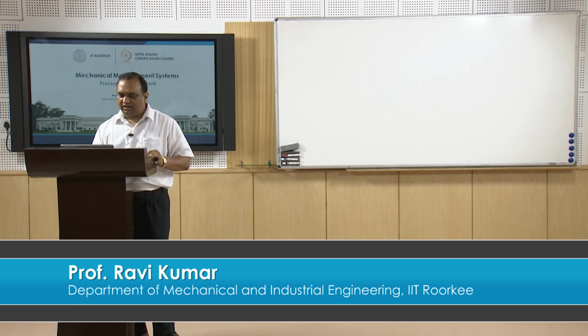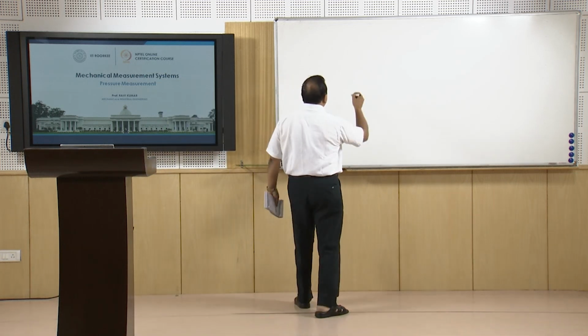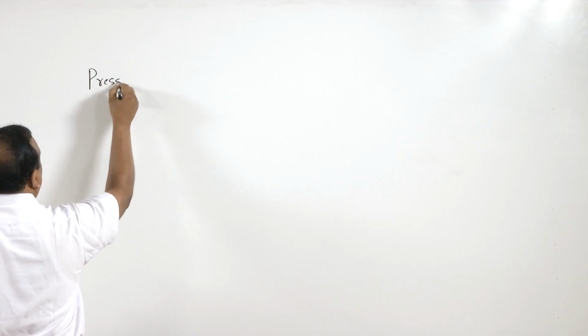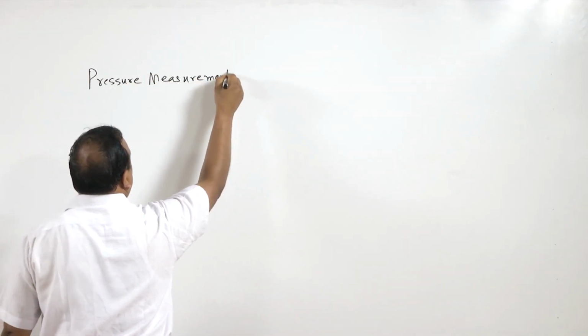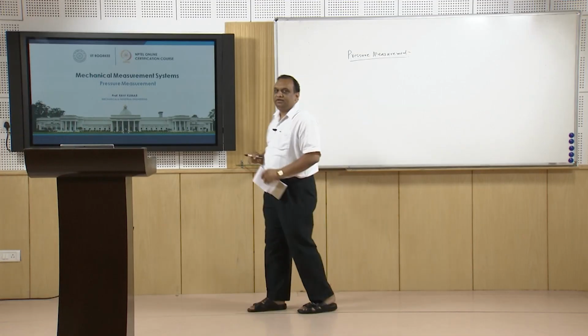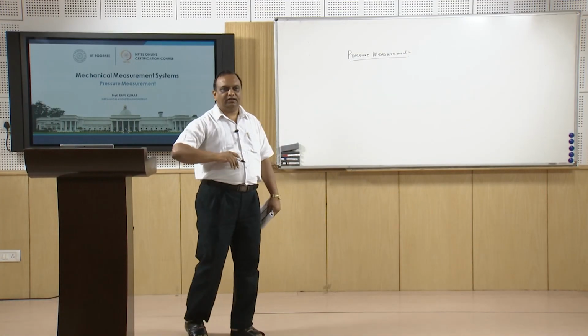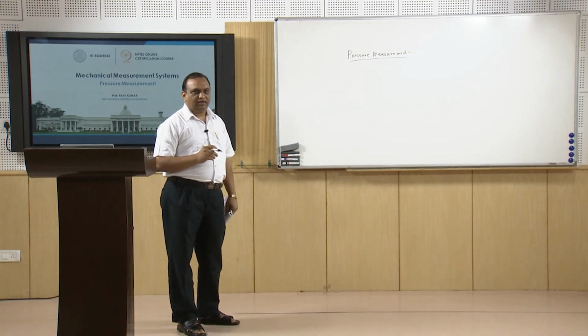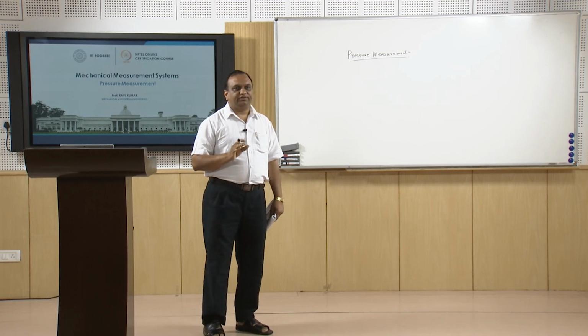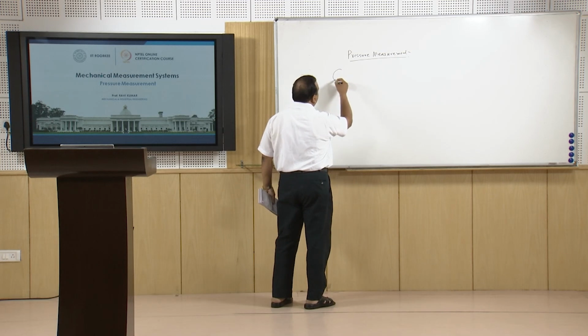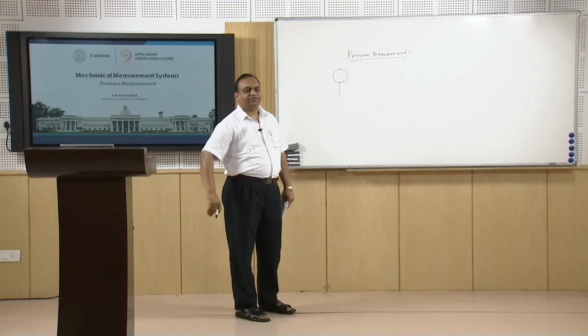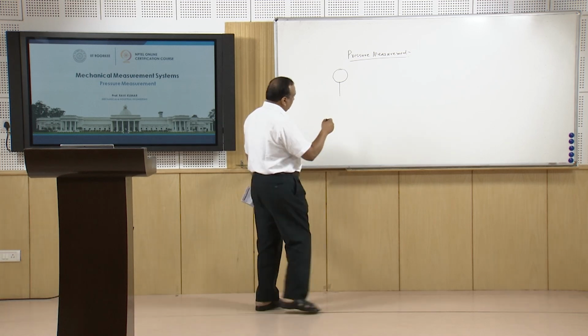And today we will discuss pressure measurement, and we will discuss different types of pressure measuring devices. So, pressure measurement. Pressure measurement is a very important activity in any research organization or in any industry. Almost in all the industries, it is required that pressure be measured. And normally dial type pressure gauges are used in the industries for the measurement of pressure, or pressure transducers are used.